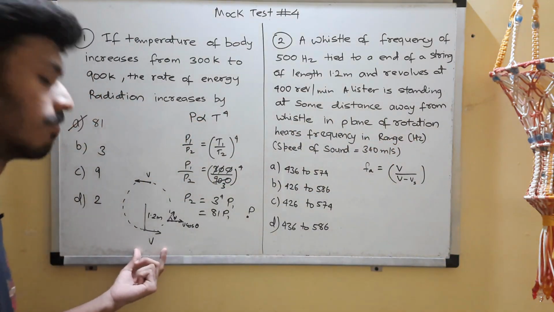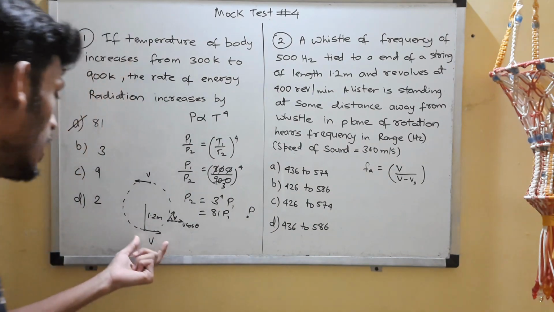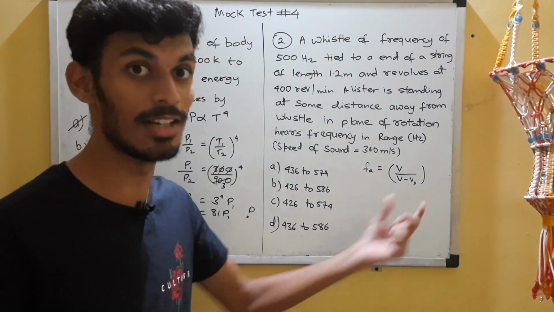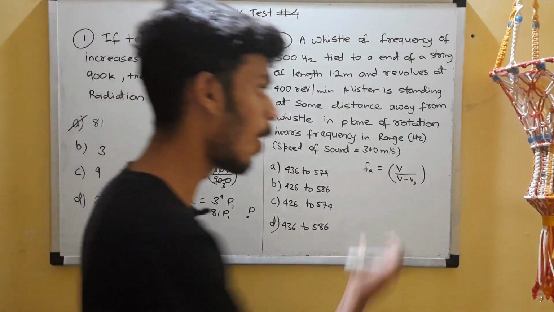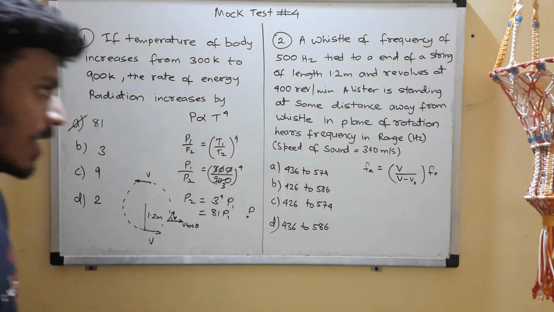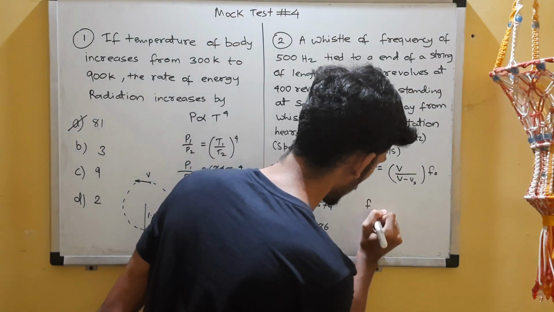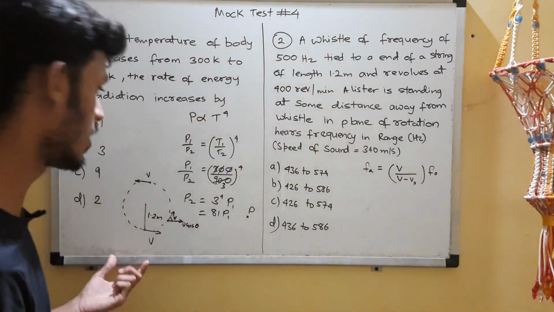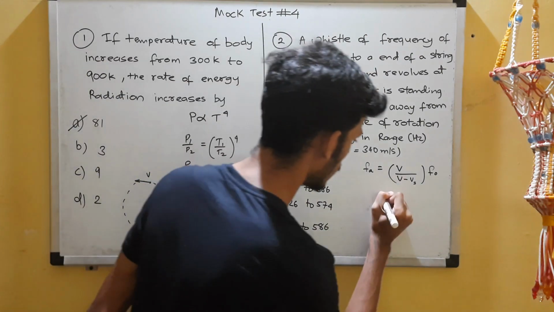The whistle is your source, right? So in this case, it's approaching, so it's minus. It will try to decrease the denominator and increase the apparent frequency. I hope you know the concept. Here in the second case of departure, it will be a plus sign. But first, let us solve this.